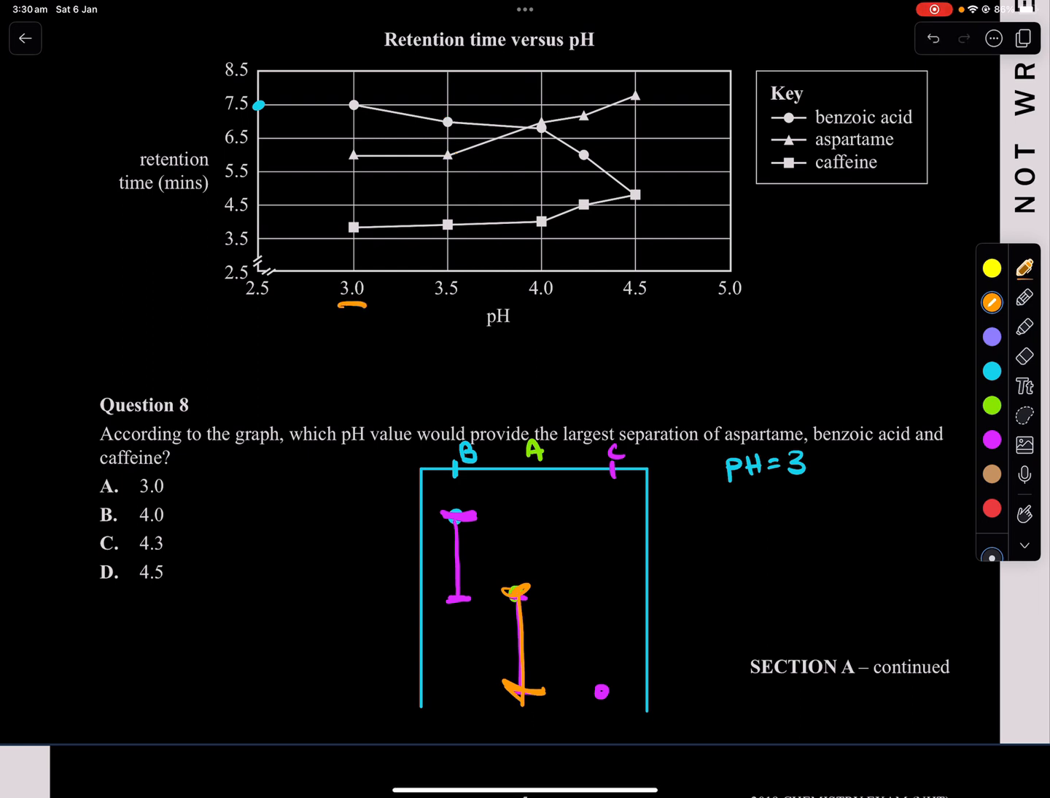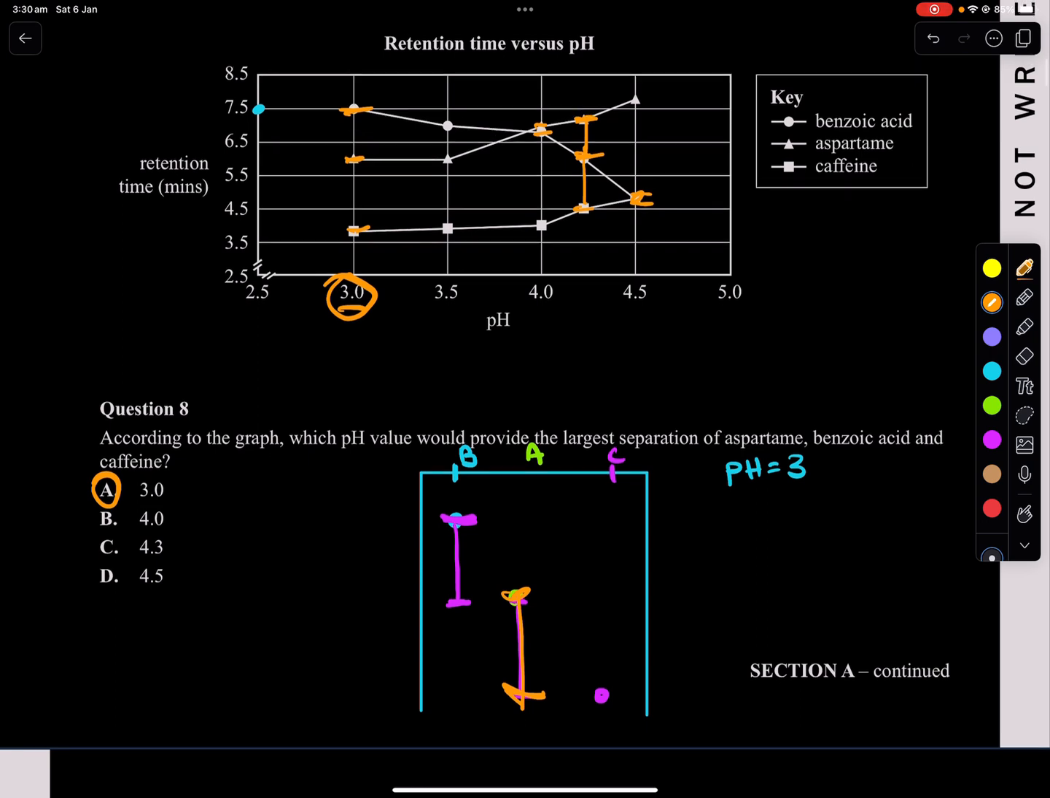What about 4? At 4, there's a problem. These are very, very close. In this case, this is still much larger, but this one is quite smaller. And this one is also poor because these two are on top of each other, so there's a small separation. So the one that has the most separation is pH of 3. So A. Perfect.